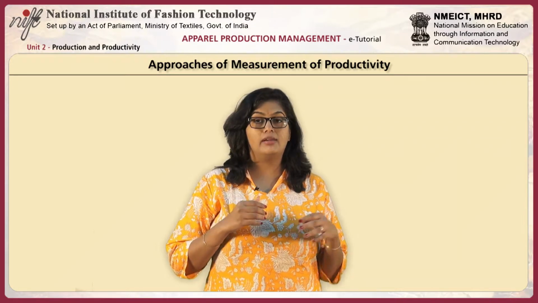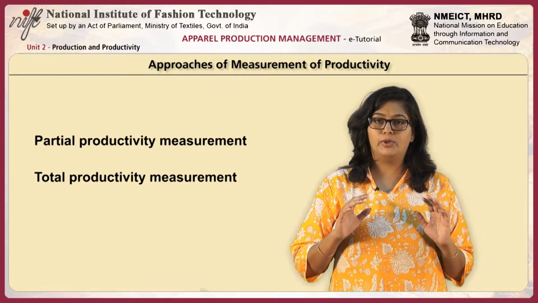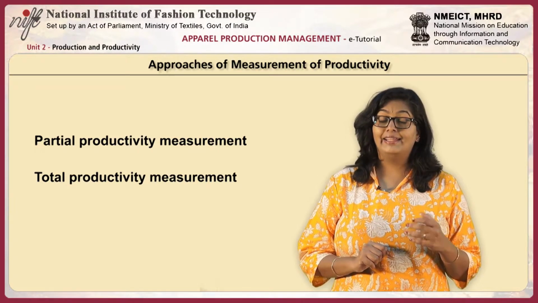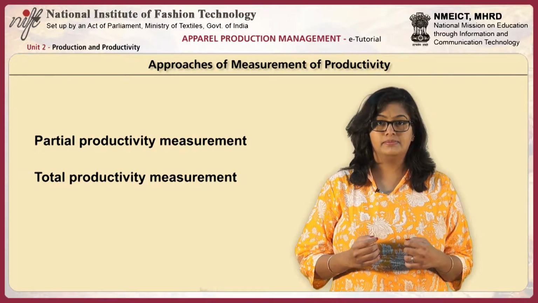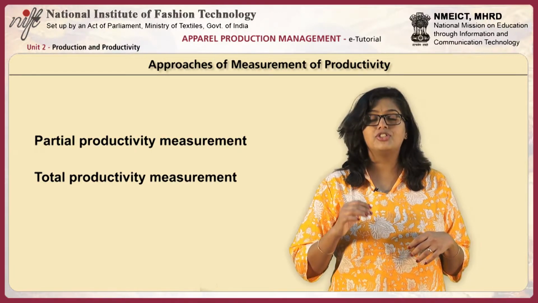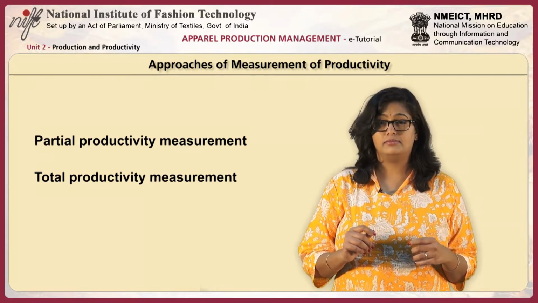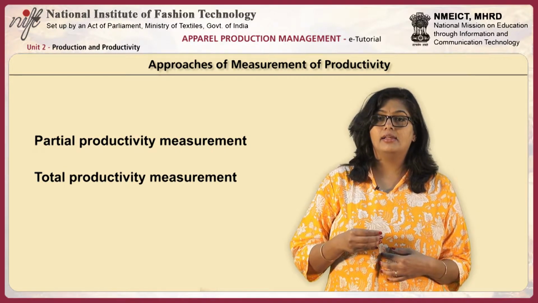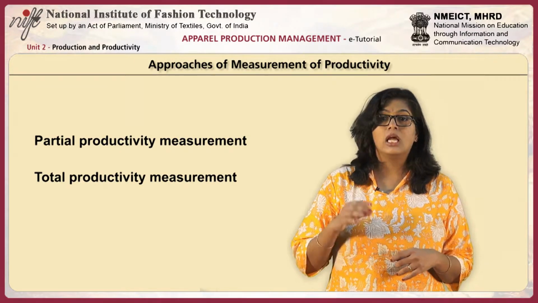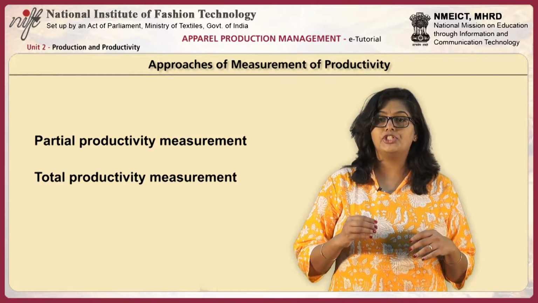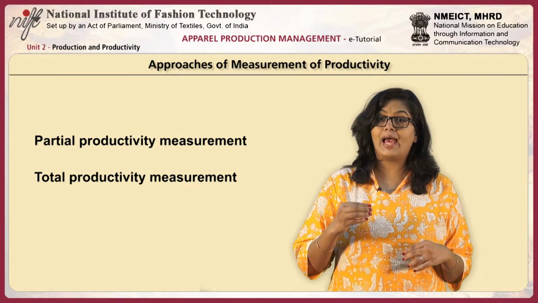Now let us try and understand the various approaches of measurement of productivity. There are mainly two approaches to the measurement of productivity. These are partial productivity measurement and total productivity measurement. Apparel manufacturers internationally prefer to use partial productivity measures like labor or machine productivity. This is mainly because the data needed for partial productivity measurement is easily available. Also, the result of productivity computation can be used by department head to evaluate the performance or to plan improvement.